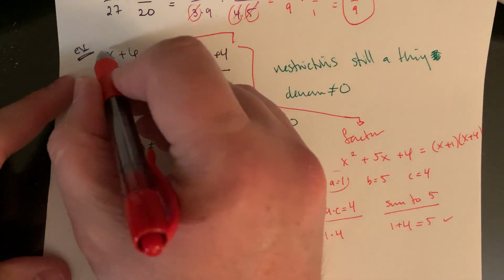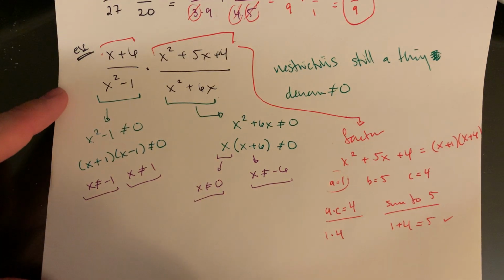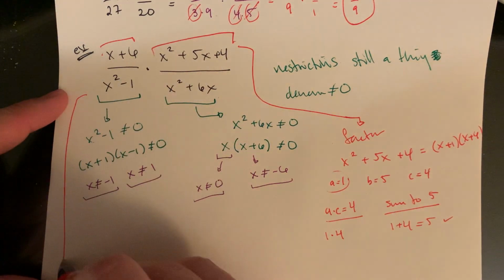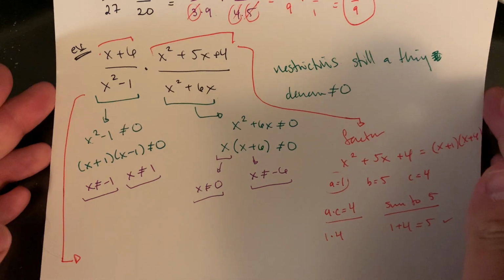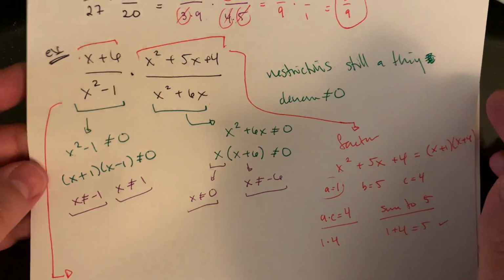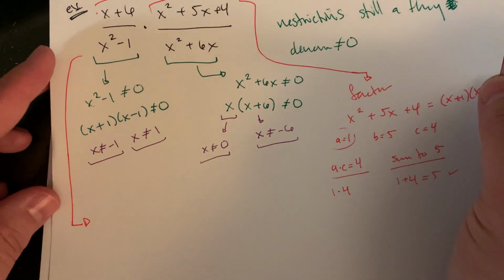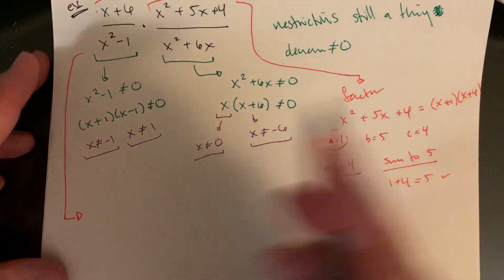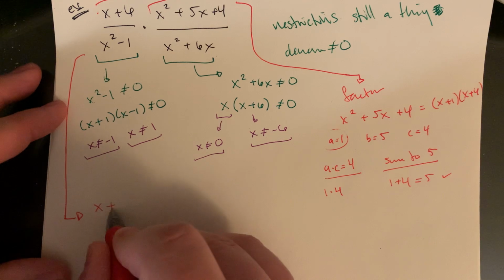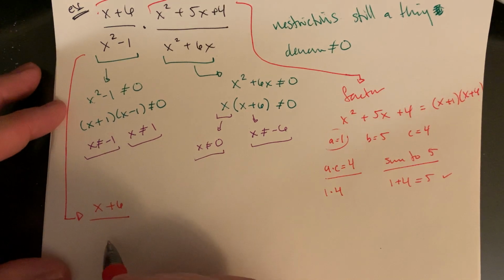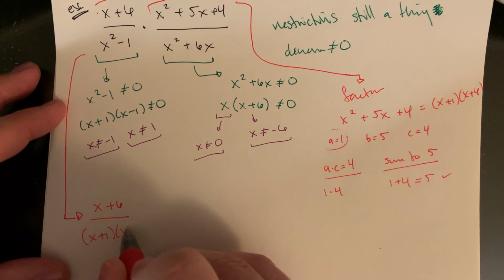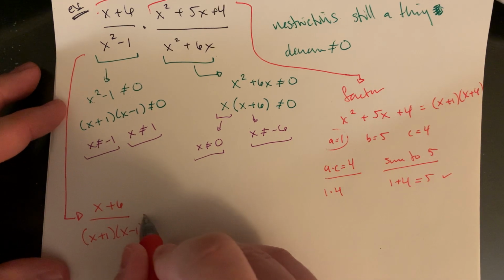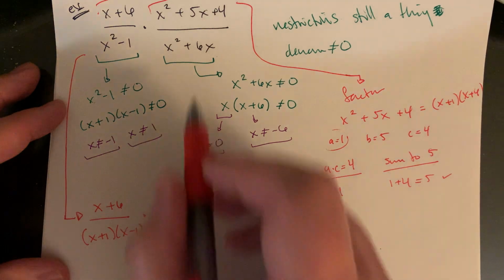What's the last one? X plus 6 doesn't really need to be factored. That one just is what it is. It's simple enough. So let's rewrite this, factored out. We're going to take note of these different restrictions here. We just need to note them. So this would be x plus 6 over the factored version, so that's x plus 1 times x minus 1, from here.